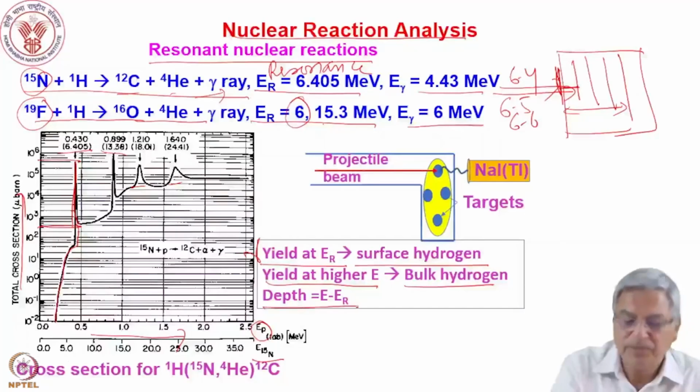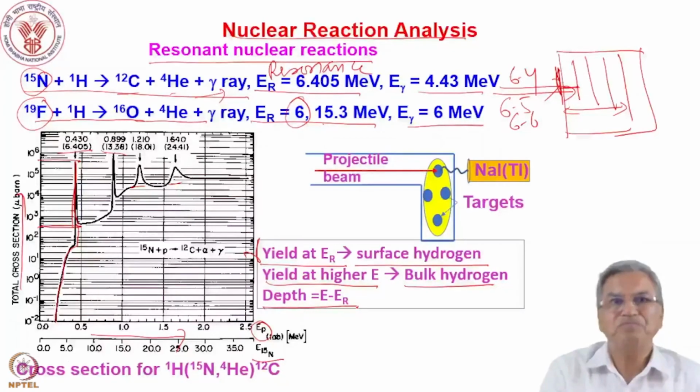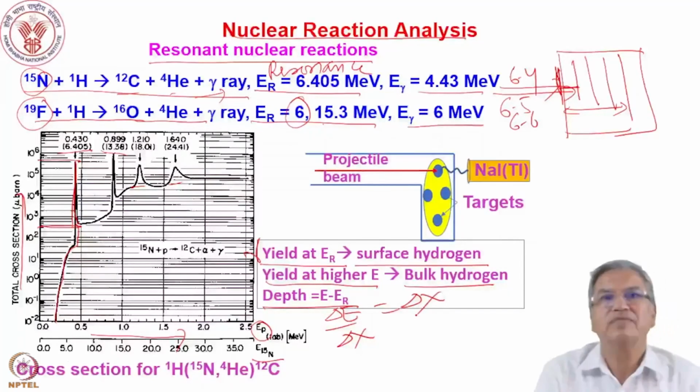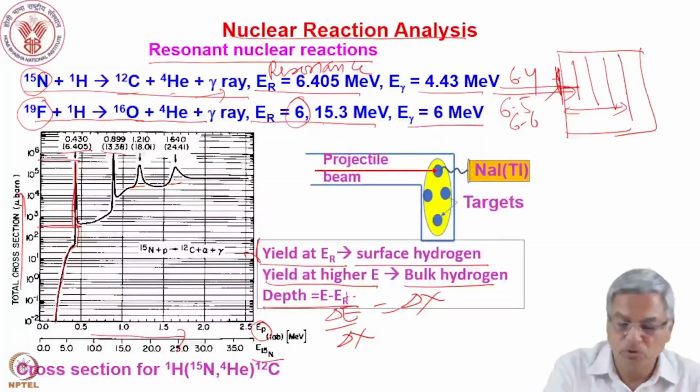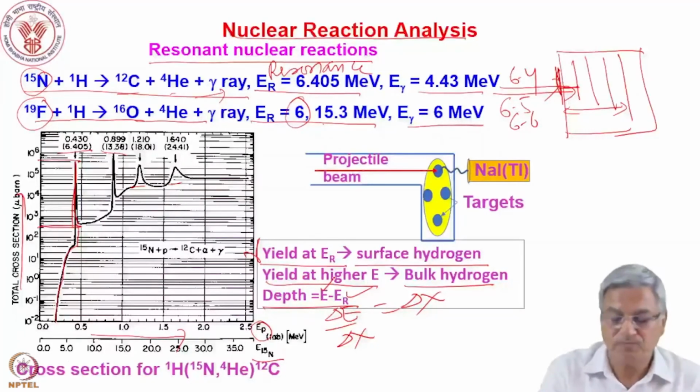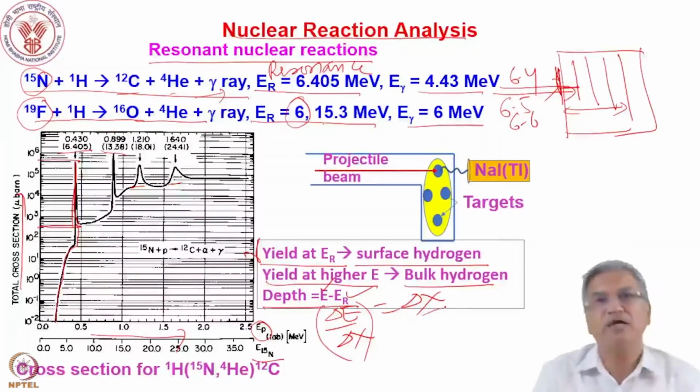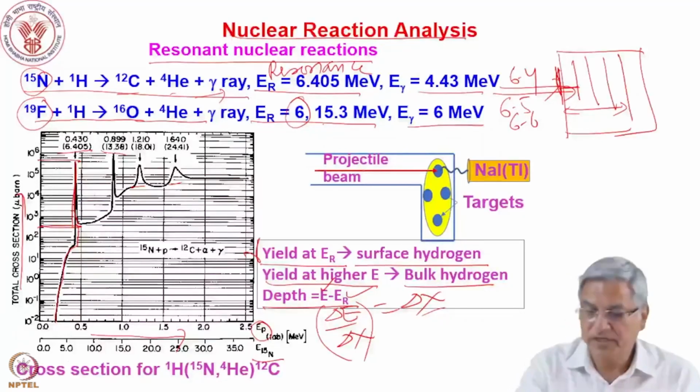And what is the depth? E minus ER divided by d by dx will give you dx. So if you know the resonance energy, the energy of the projectile at which the resonance occurs, divided by d by dx, which is known, you can find out the depth at which the hydrogen was probed. So this is the principle of resonant nuclear reaction analysis, or NRA.